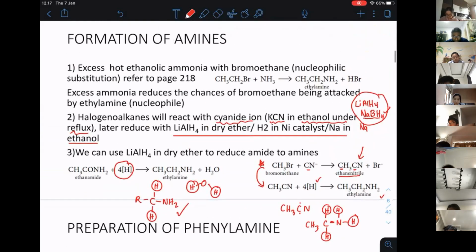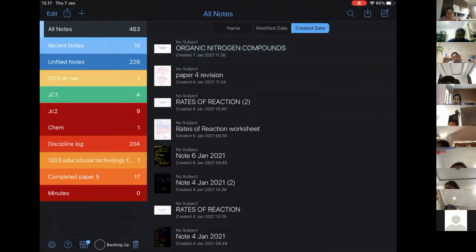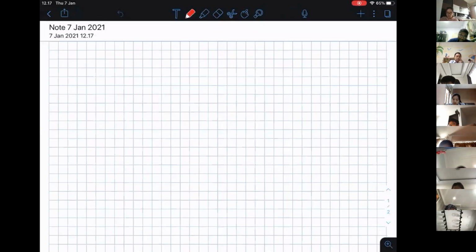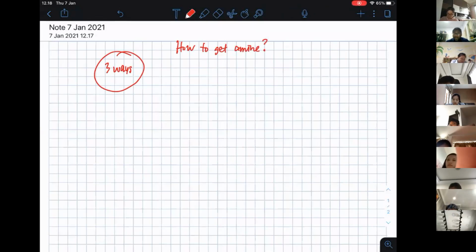Any question up to here? Let's recall whether you can remember the 3 ways to get amine. Way number 1, Gabriela, Nico. Reduce LiAlH4 in dry ether. Reduce what? Reduce the halogenoalkanes. Reduce the halogenoalkane? No, halogenoalkane cannot be reduced.